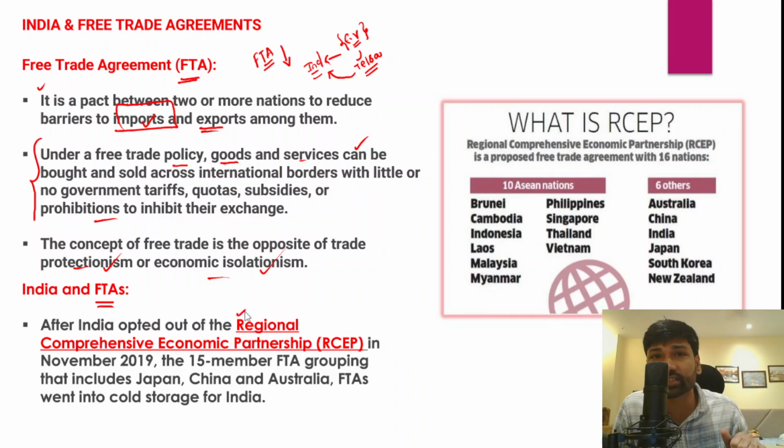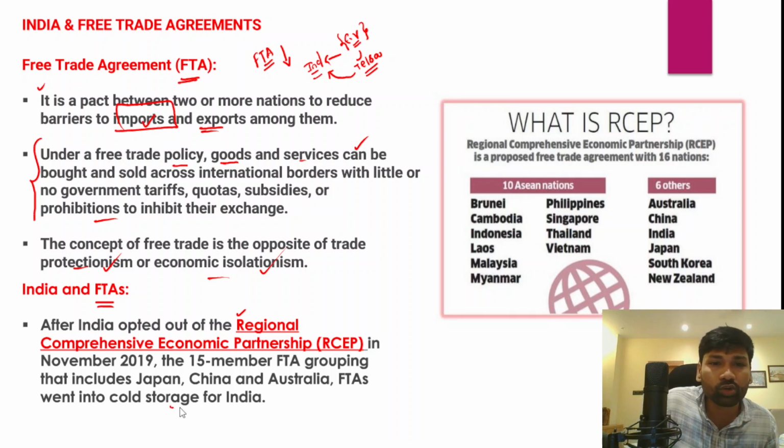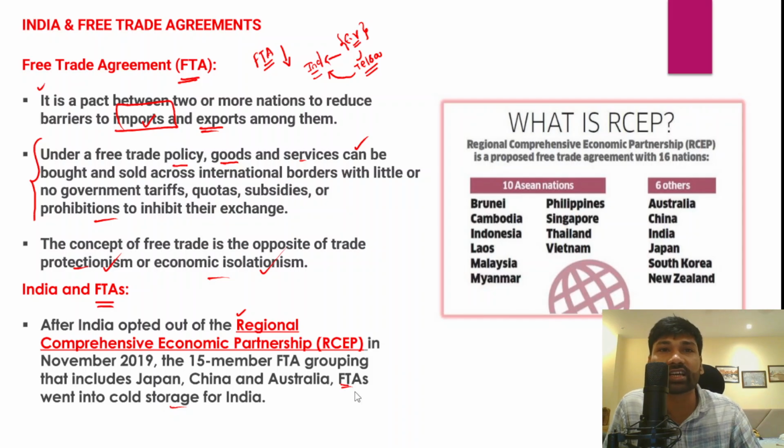So when we talk about India and its free trade agreements, India was earlier part of the Regional Comprehensive Economic Partnership, but due to some concerns, India came out of it. According to some geopolitical experts, when India came out of the RCEP, India's free trade agreement negotiations went into cold storage, a temporary halt of negotiations with other countries also.